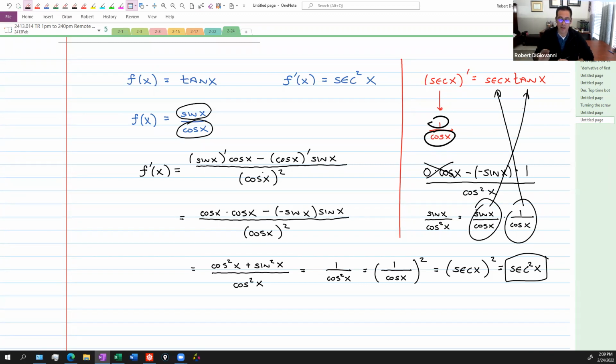You can do that. You can do that for cosecant. You can prove it the same way. And you can also do that for cotangent. You can just use the quotient rule. You don't need to, if on a test, you don't need to do that. Just go to the formula sheet and give me the derivative.